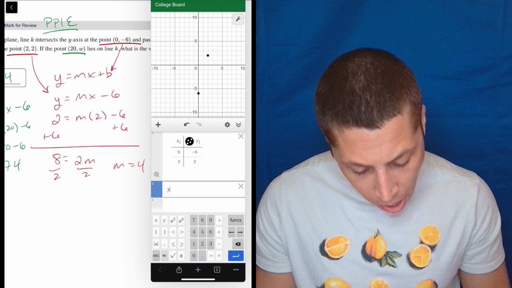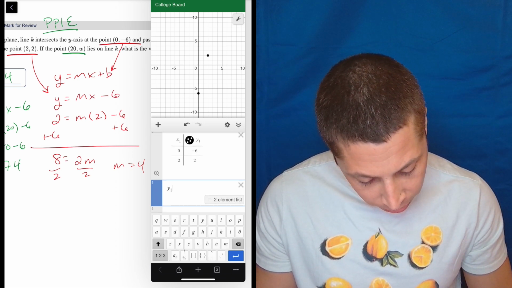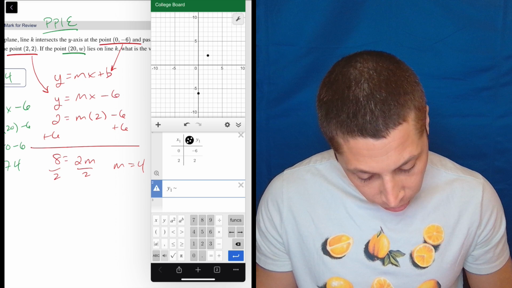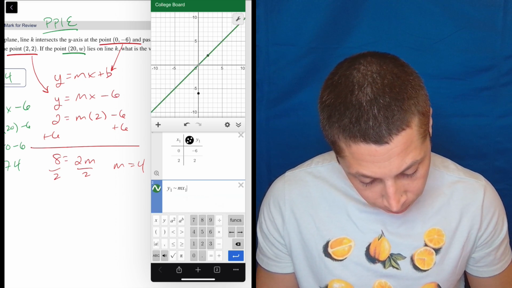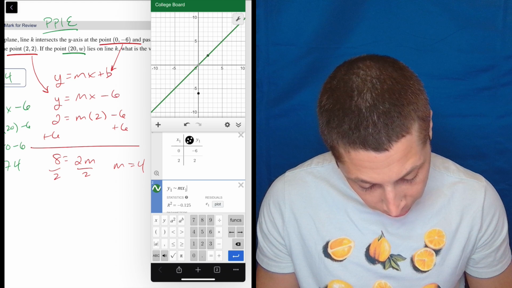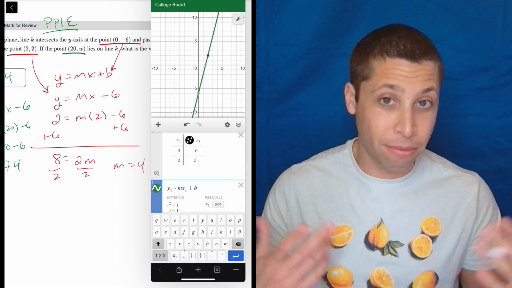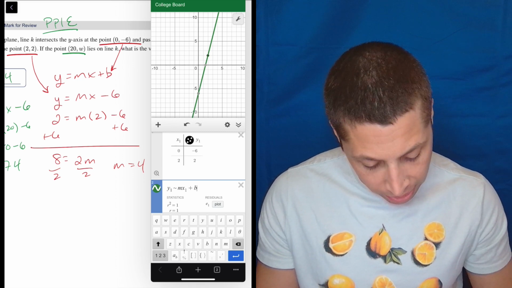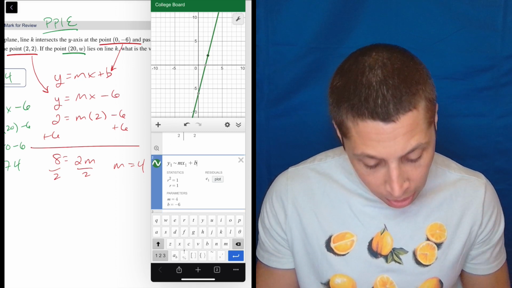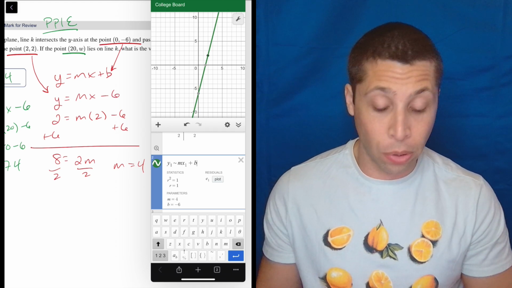So now y1, remember we have to do that notation, the tilde is right here, so we're going to use that. Then m and x1 plus b. You don't have to use m and b, but for the sake of consistency, that's what we do. But now it's going to draw that line for us, and it'll tell us, if I scroll, the values of m and b. So m is 4 and b is -6. So now we have the full equation of the line.